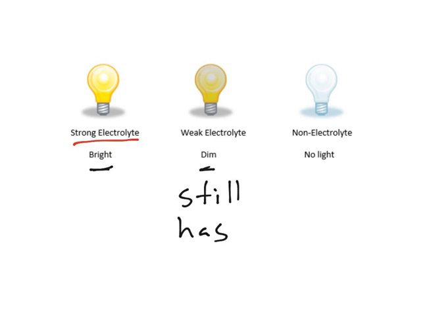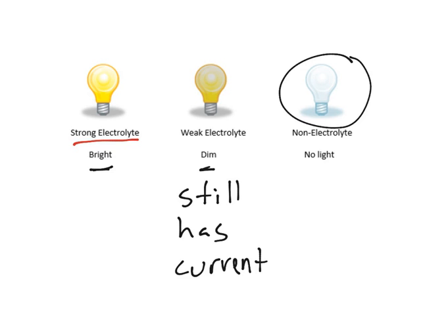It still has current or electricity. But when we get to the non-electrolyte case, there's no light at all, because if something is not an electrolyte, it cannot have any charge. It doesn't ionize, and there's not going to be a cation and an anion to produce a charge there. So the light bulb will just remain as it is, no light at all. This is a very good way to remember them and separate them from each other.